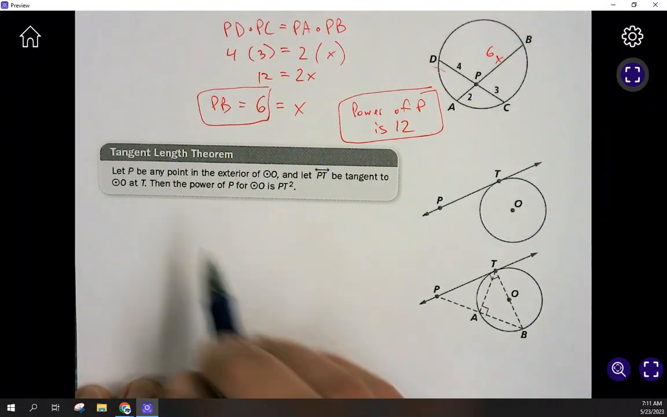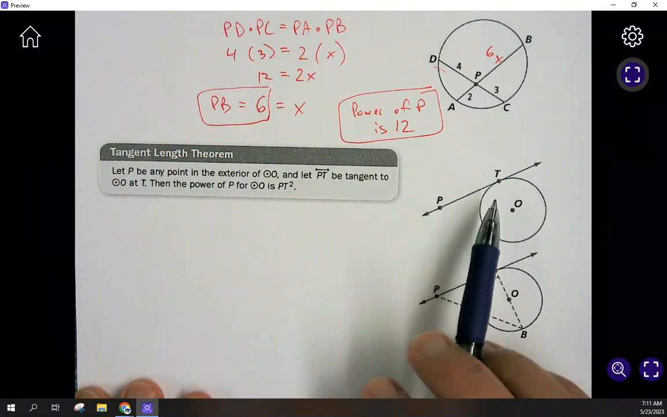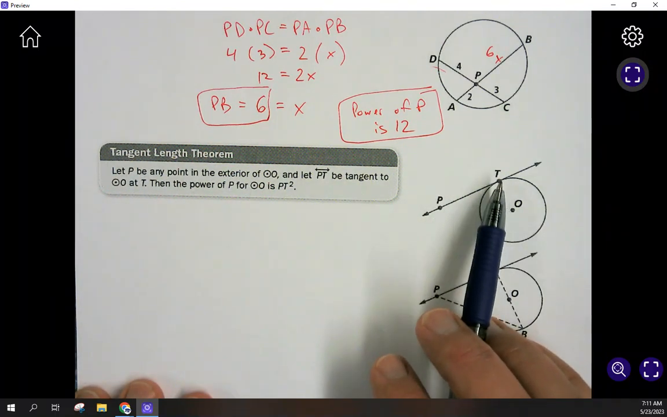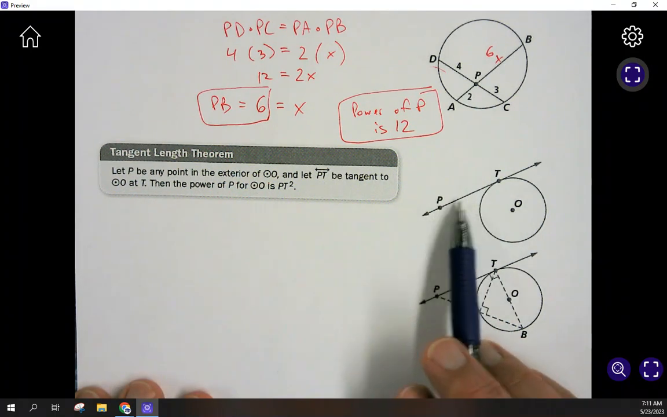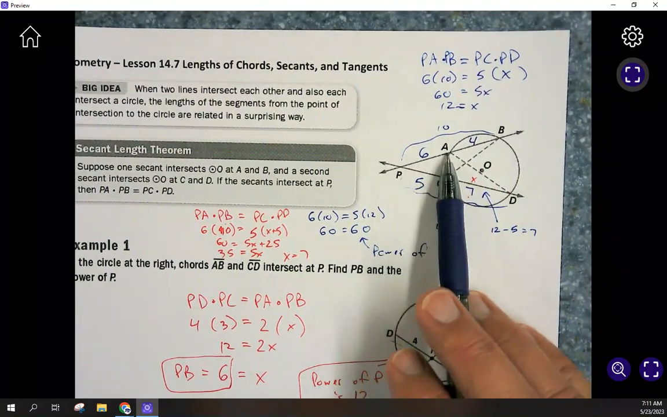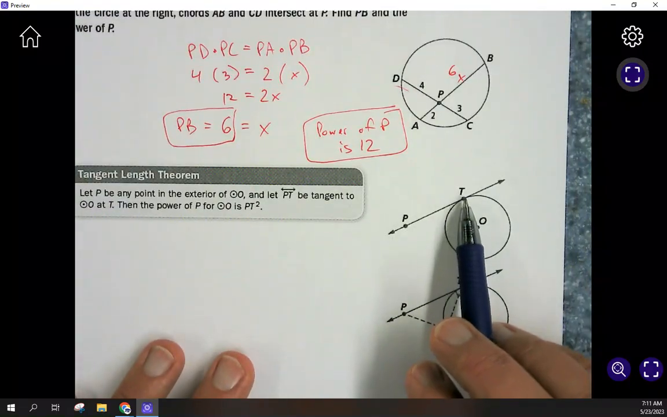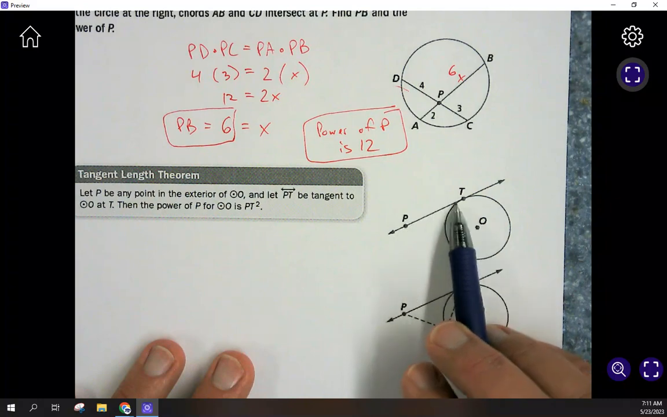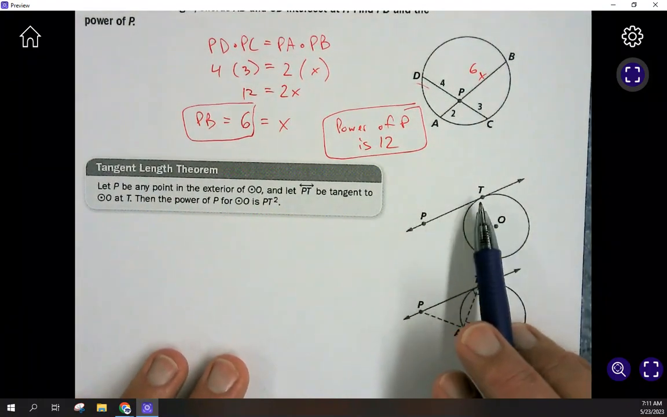What happens here? So the tangent length theorem says let P be any point on the exterior of the circle. PT is a tangent. Remember, that means it only hits the circle once. Then the power of P for the circle is PT squared. So up here we had that line. It was a secant. It hit in 2 spots. So it was this distance times this distance. Well, we're going to think about like this hits it twice, but at the same spot. So it's that distance times that distance. So the power is just going to be PT squared.